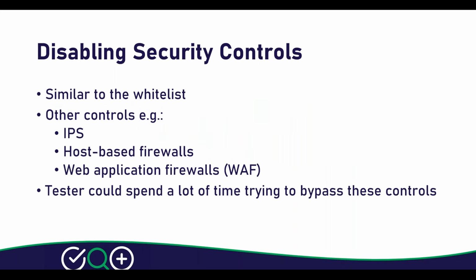The third element is the disabling of security controls. Similar to whitelisting, there may be other controls in place that will hinder a penetration test. These can include intrusion prevention systems, host-based firewalls, web application firewalls, and others. So a similar decision needs to be made about allowing the tester to bypass these controls.